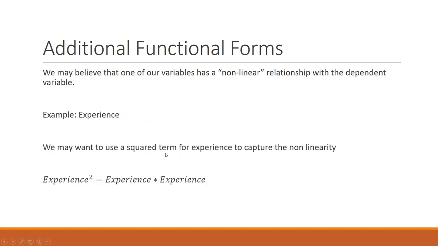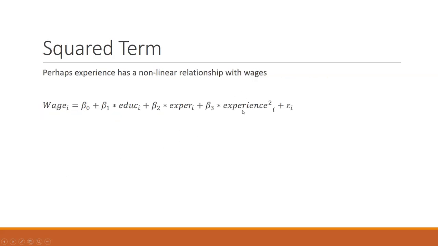So if we think that such a non-linear relationship exists, we can include what we call a squared term to capture the curvature, to capture the non-linearity. That was not the only thing that we could do, but this is going to be one of the most common ways of capturing non-linearities. So if we use our example of experience, here we've got experience and we just square it. Experience times experience. We have experience squared. And we would include experience squared in our regression. And this will capture the non-linear relationship between experience and wages.